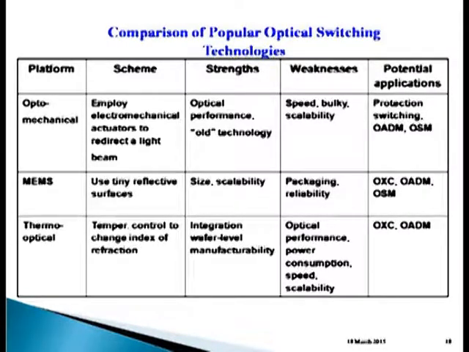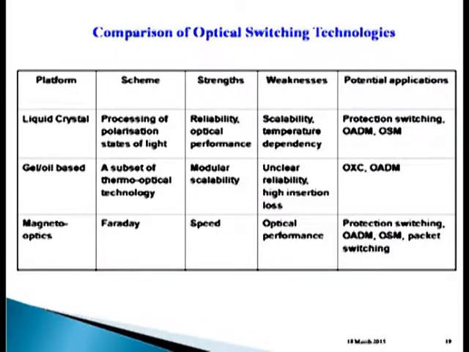Thermo-optical, the scheme is temperature control to change the refractive index. Strength is integration; wafer level manufacturability is possible. The weaknesses are optical performance, power consumption, speed, and then scalability. Their potential applications are optical cross connects and optical add-drop multiplexing. Moreover, all the switches can be used for optical add-drop multiplexing. This is a very common application for all sorts of switches. Then liquid crystal, gel and oil based, and magneto-optics also.